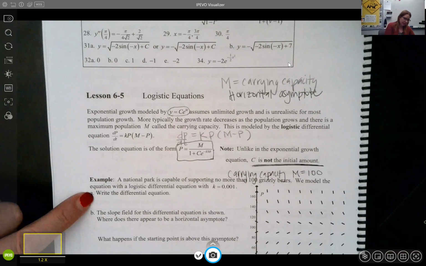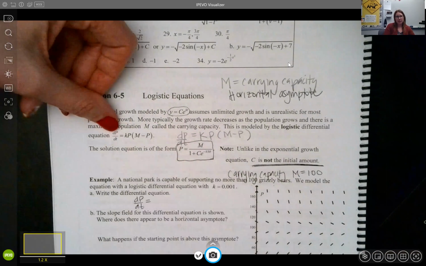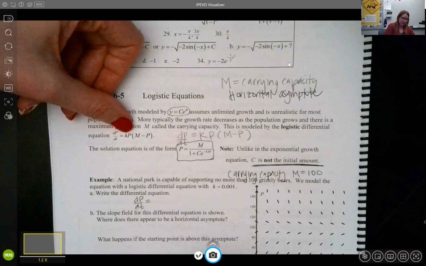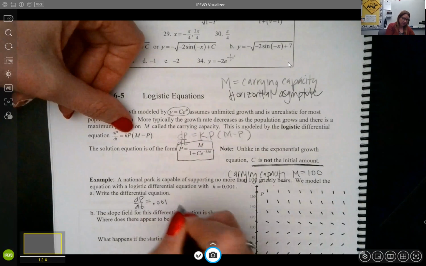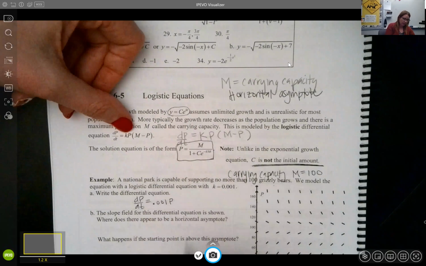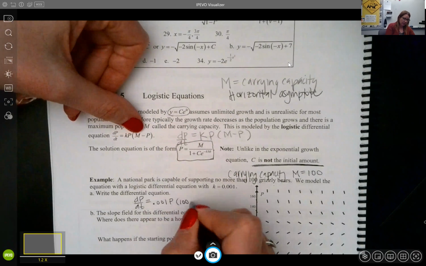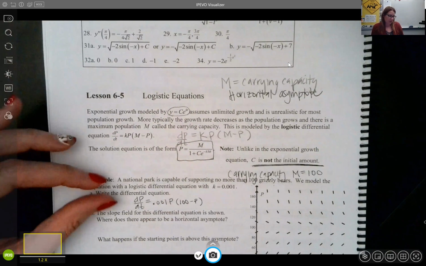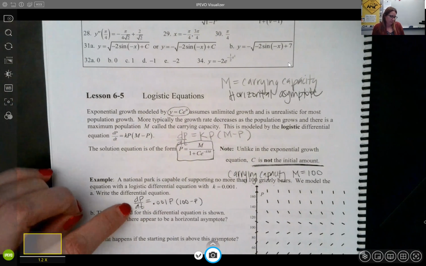So I'm going to write dP/dt. It's a differential equation, which means it's going to have the derivative, right? K is the first number, that's going to be 0.001 times P, my variable. M is the carrying capacity, which is 100, minus P, right? So that's the first thing you need to know how to do, is to take information that they give you and put it into the positions that it would go in the equation, all right?